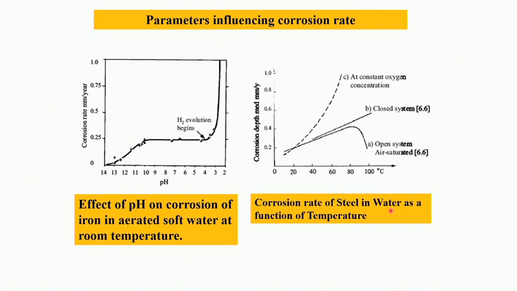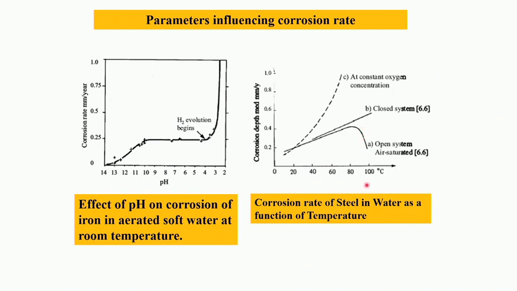Similarly, the effect of pH is shown here. As you go on increasing the pH, you will find that the corrosion rate increases, then at a particular level it is quite steady, and after a certain value it increases to a large extent, because hydrogen evolution starts, as a result of which the rate of corrosion increases greatly. Again, the corrosion rate also depends on the oxygen concentration. In an open system where there is saturation in air, the corrosion rate actually increases up to a certain temperature, and then after that it decreases.